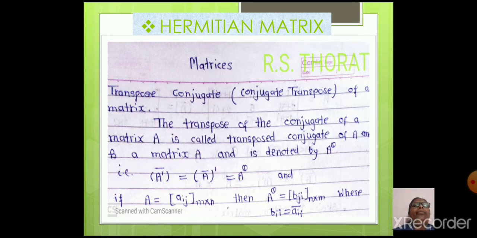And if A equal to matrix Aij of order m by n, then A raised to theta equal to matrix Bji of order n by m, where Bji equal to Aij conjugate.